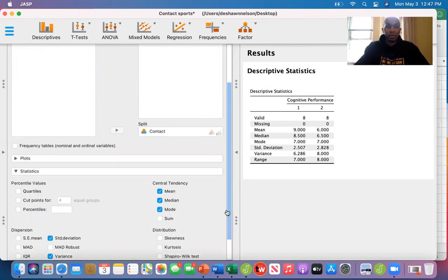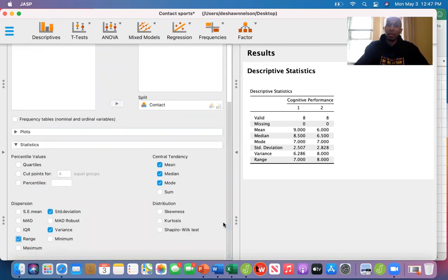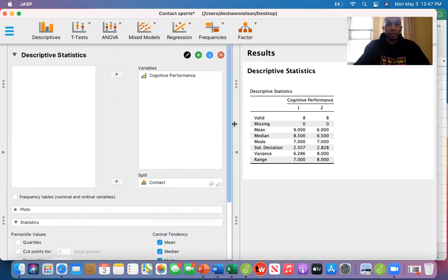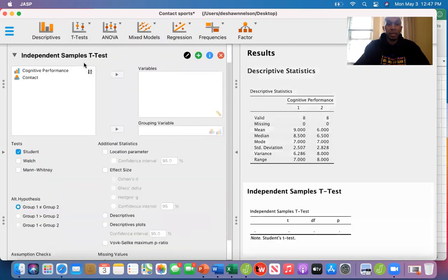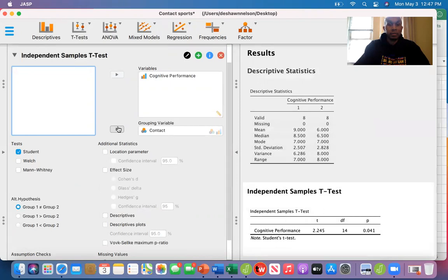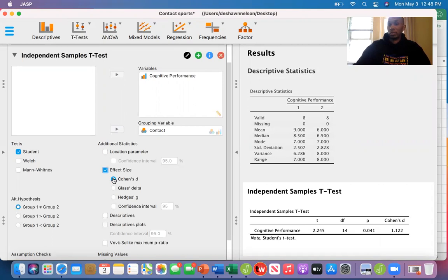Okay, so you should be able to see these stats up here. Standard deviations look somewhat similar. All right, variance isn't terribly different either. Okay, and we're going to get to our t-test, independent samples t-test. Again, cognitive performance. We have our grouping variable, contact level. Let's see if we can get Cohen's d up here. Okay, so we have a Cohen's d level, 1.22.